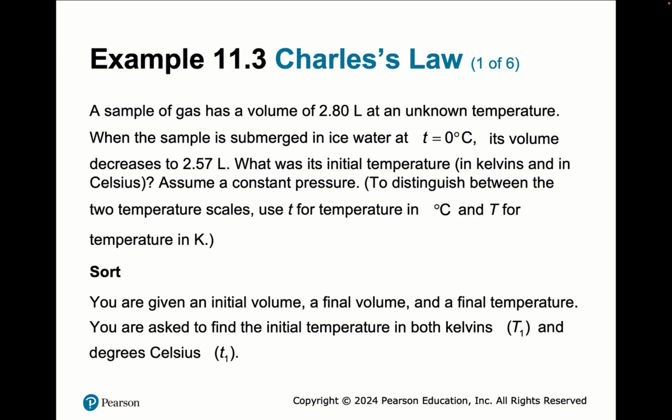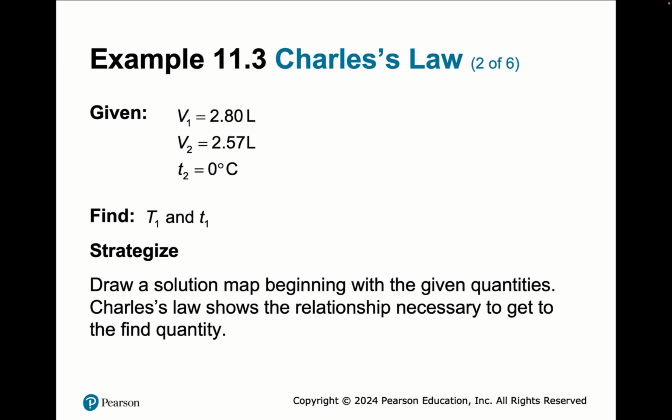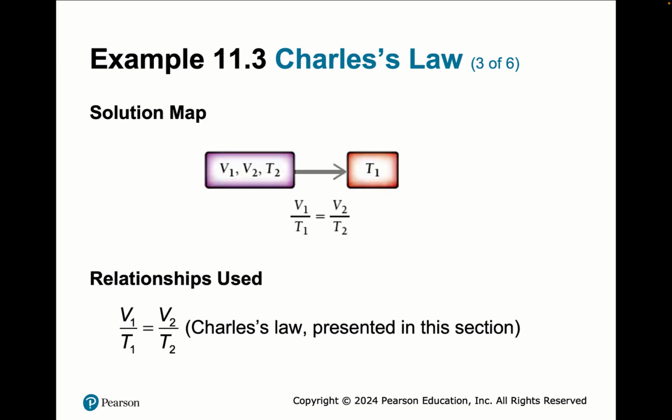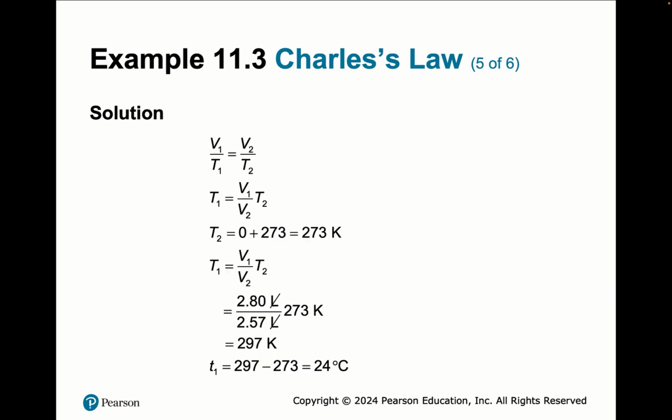So let's do Charles' law. With this again, we're going to be given temperature and volume. Two are known, one is unknown, and we're also asking for the temperature in degrees Celsius and Kelvin. When you apply Charles' law, you have to use Kelvin temperature. So we're given two volumes and one temperature, and we have to find the second temperature. So you use Charles' law and solve for the unknown variable, and there you have it.